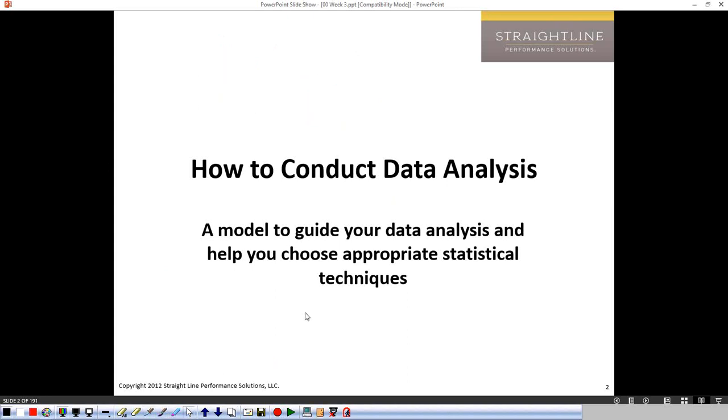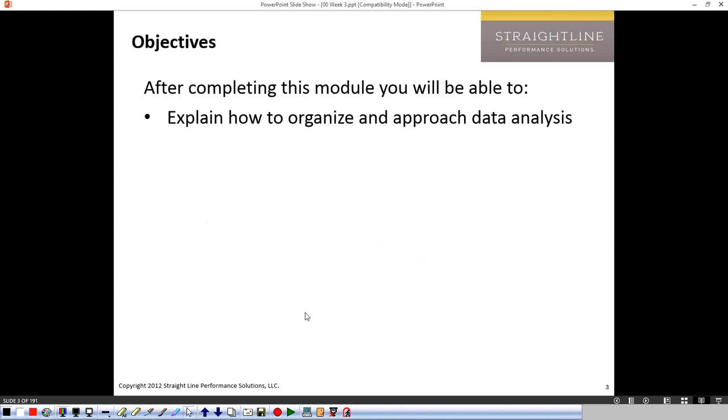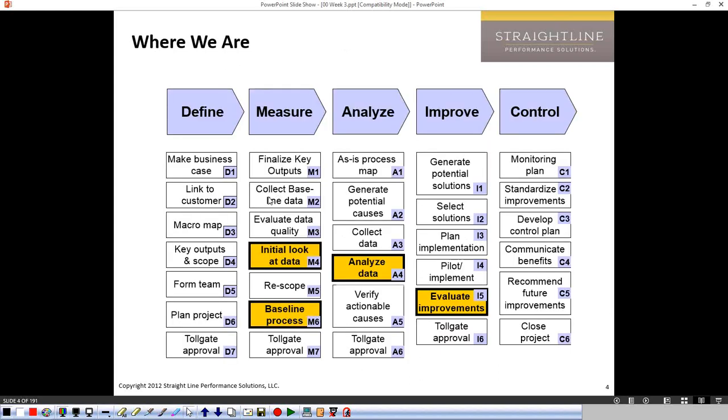Okay. Let us, as the rabbit said, get into it. So really, the objectives in this is just after we've finished, we should be able to explain how to organize and approach a data analysis. So here are a few preliminaries before we get going.